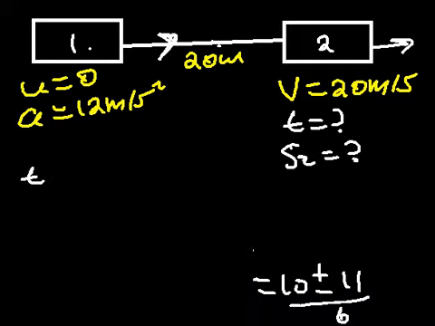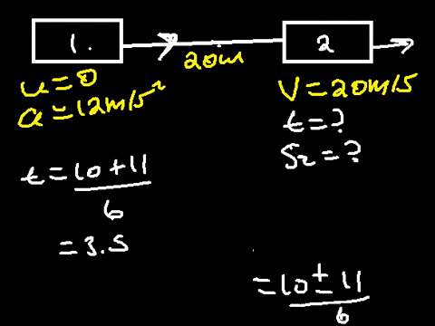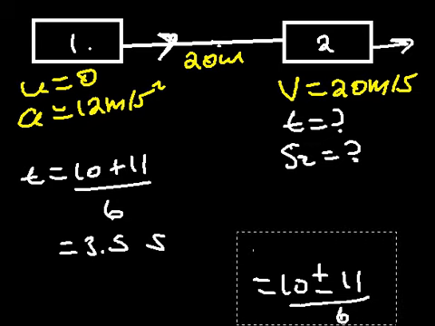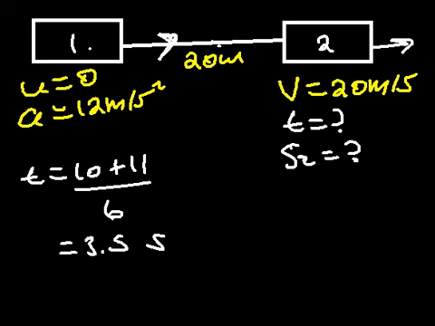So which means we'll have t is equal to 10 plus 11 divided by 6, which we can have as that divided by 6. We'll have it as 3.5. That is the time. We'll have it as 3.5 seconds. That's the time in which object 1 has to travel to catch or overtake object 2. So take note of that.